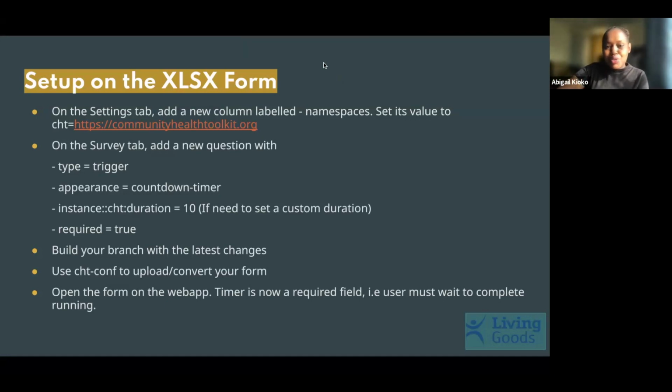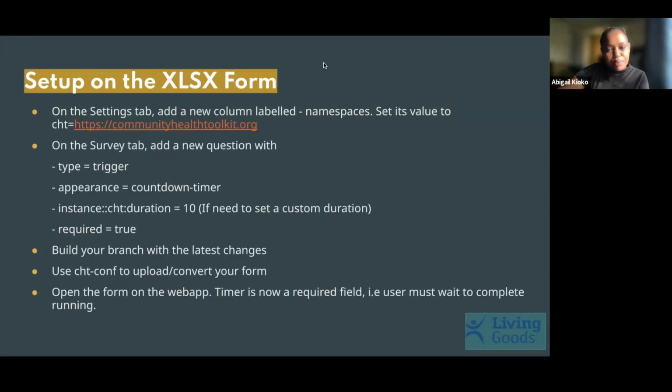Yeah, so that is what you need, at least for the XLSX to work as expected and have a countdown timer set as required. So you need to add that column and that value on the settings tab. Then on the survey tab, there's a new question, as I've mentioned, with a type as trigger.